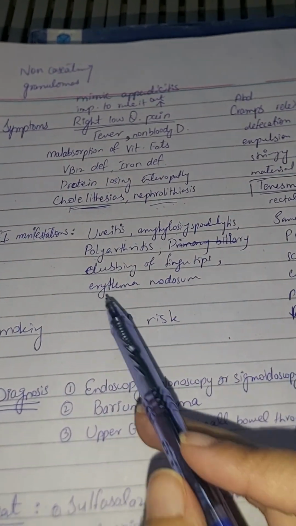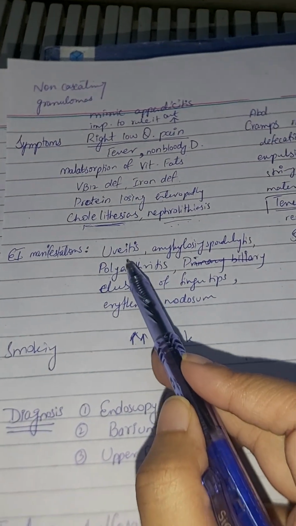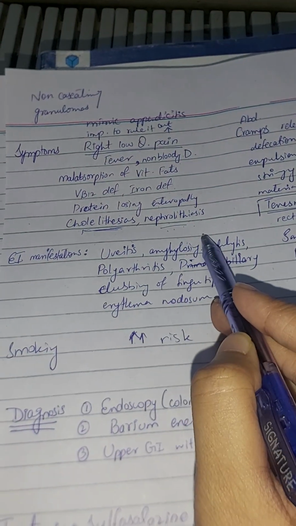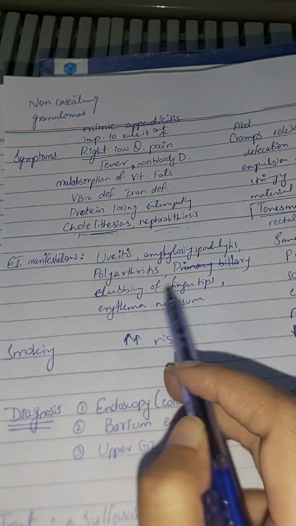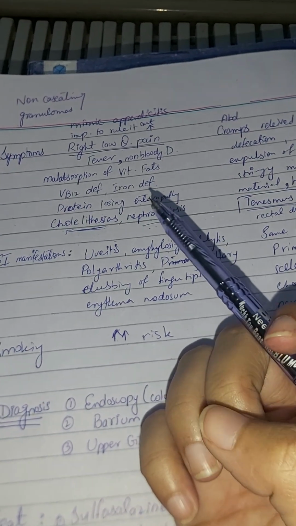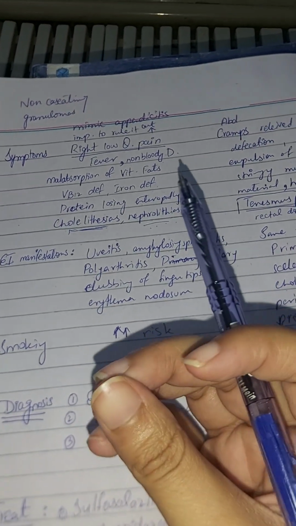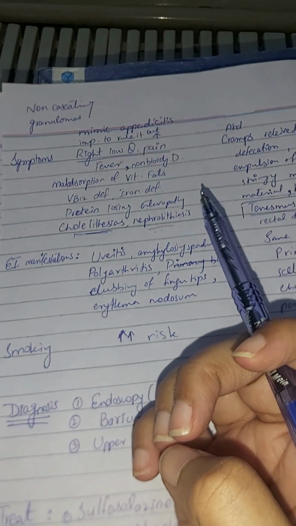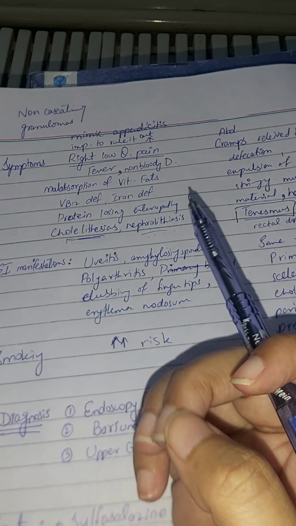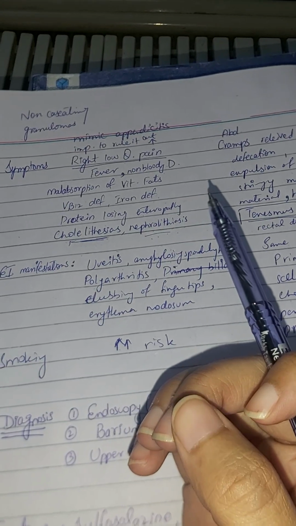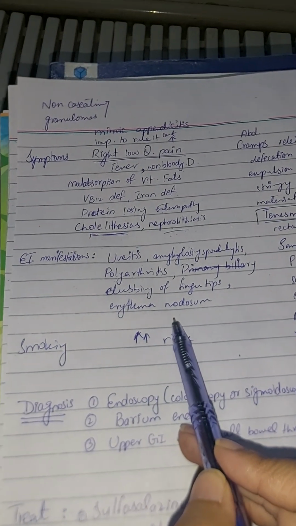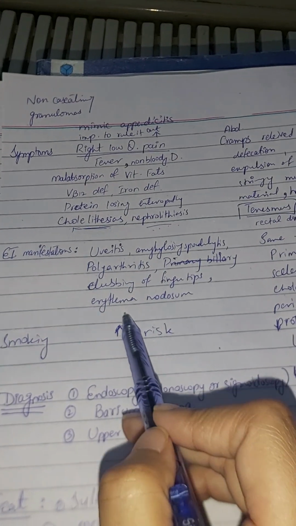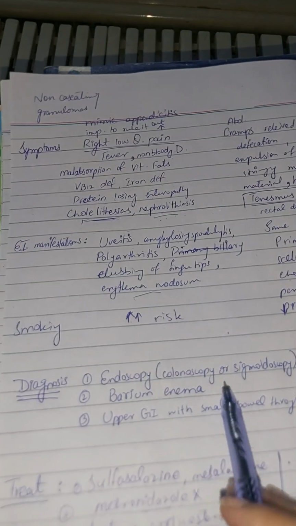There are some extraintestinal manifestations as well. These are very important: uveitis, ankylosing spondylitis, polyarthritis, where the joints are involved. Similarly, clubbing of fingertips. In patients of Crohn's disease, there is slight clubbing, which means that the angle between the nail bed and the skin is changed, and there is clubbing of fingers. There is also erythema nodosum, where lesions can be seen on the forearm and sole, etc.